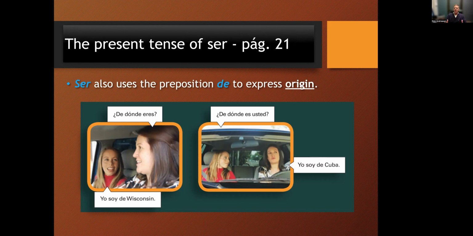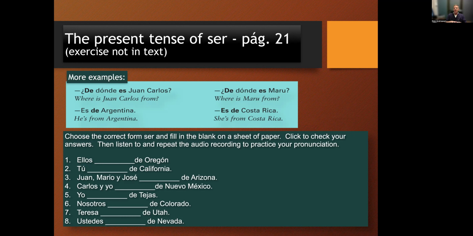Okay, more examples. Repitan, por favor, repeat after me. ¿De dónde es Juan Carlos? Es de Argentina. Okay, where is Juan Carlos from? He's from Argentina. Again, because we've already established that the subject is Juan Carlos, we don't have to repeat that again in the second sentence. We don't have to say él. We could say Juan Carlos es de Argentina. Él es de Argentina, but all those things are implied in that verb es. So you can save yourself some words, be economical, and not have to repeat the subject.